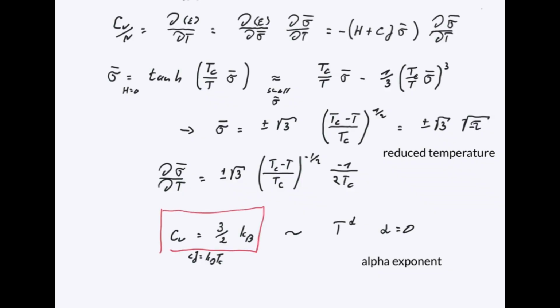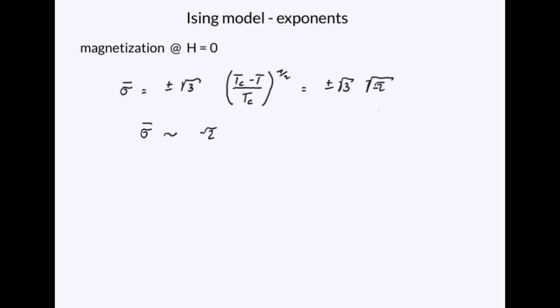In the next step, we look for the magnetization at zero external field and how the magnetization varies with temperature. For that, we use the earlier result that sigma bar is given by plus minus square root of 3 times square root of minus tau, meaning that the mean magnetization scales with the temperature to the power beta, where beta is 1/2. Hence, for temperatures smaller than Tc, the magnetization drops with the square root of the temperature. For temperatures higher than Tc, there is no magnetization.